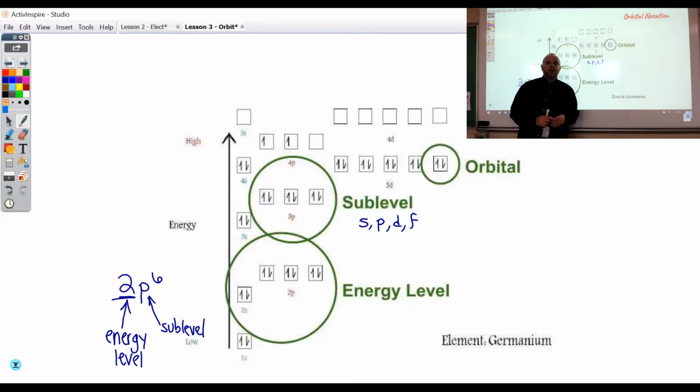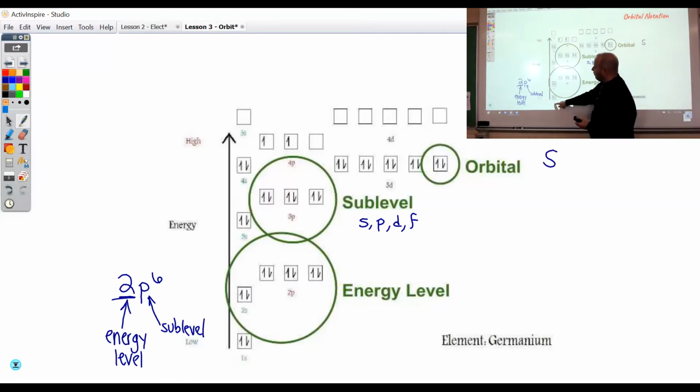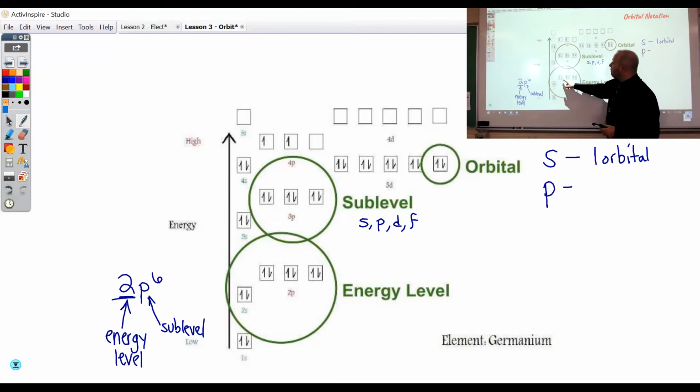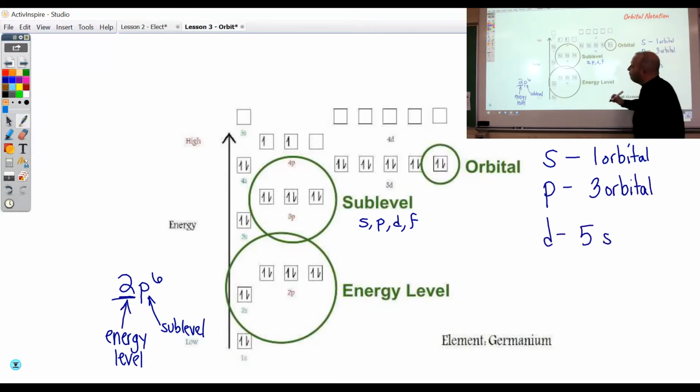The last piece that I would like to talk about is the orbital. So depending on what sublevel you are in, you have one or more orbitals. So if you are in the S sublevel, notice all of my S's here have just one box or one orbital. If I'm in the P sublevel, notice that my P sublevels consist of 3 boxes or 3 orbitals. Finally, my d sublevel consists of 5 orbitals.